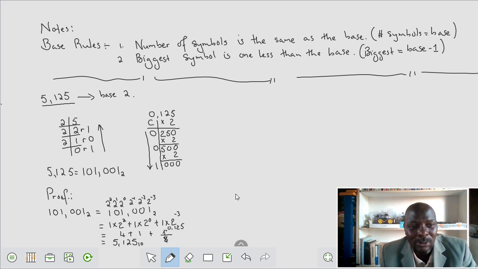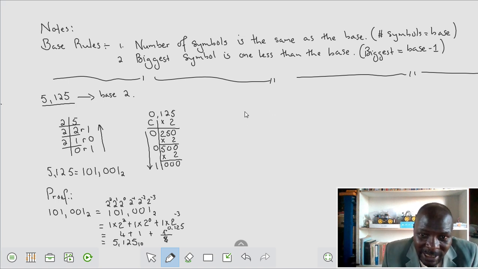This is one example with a comma, but I don't think one example is good enough. So let me do a second example. As an example, let's take a number like 11,75. Let's change that to base 2.